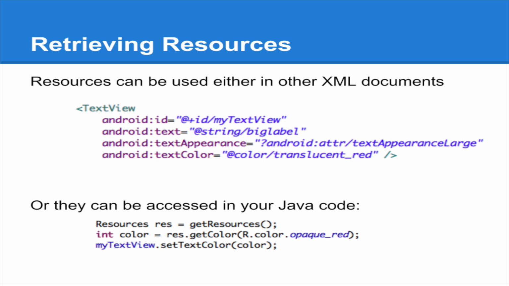res.getColor, R, there's my class, dot color, that's for my color file, dot opaque_red, which is the key that's in that file. So can you see how you can put these values into these XML files and then pull them out in the layouts and also pull them out in your Java code? And it's always a good idea, that's a hint to say do it, to make sure you always put resources in those files, because then you've got global control.